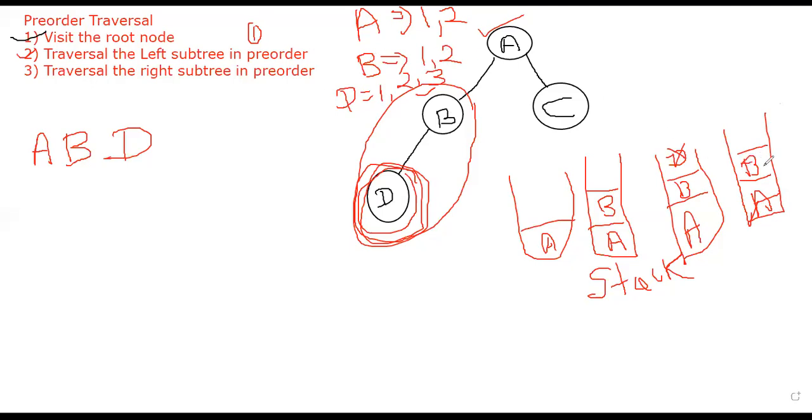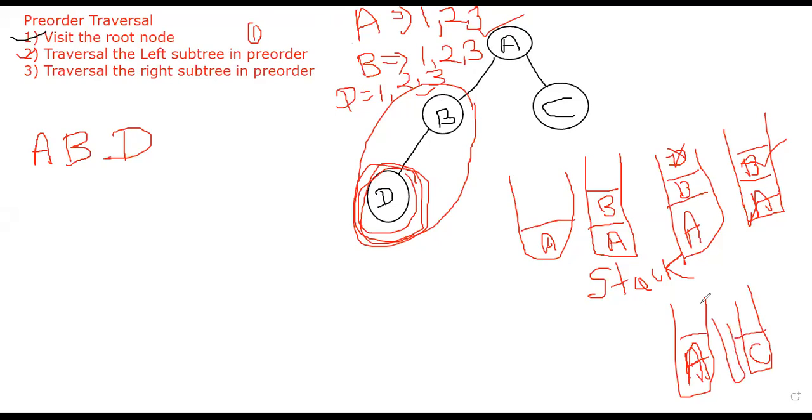So we have removed this B now. When we remove this B1, we have already performed steps 1 and 2 for B. Which step do we want to perform for B? Step number 3. Step number 3 says to traverse the right subtree in pre-order manner. But its right subtree is empty. That's why we can backtrack, and now we come to A. For A we have done steps 1 and 2. So we want to perform step number 3.